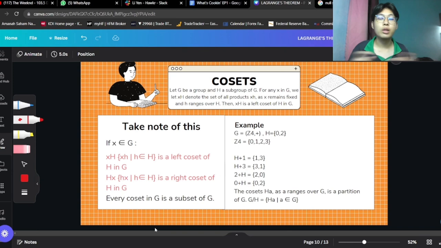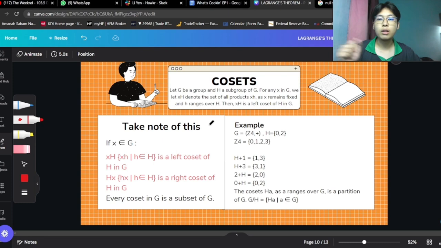Let G be a group and H a subgroup of G. For any x in G, we let xH denote the set of all products xh, as x remains fixed and h ranges over H. Don't worry if you're confused about this. We will get into it in detail in a moment with examples.